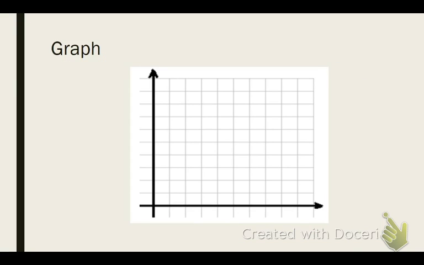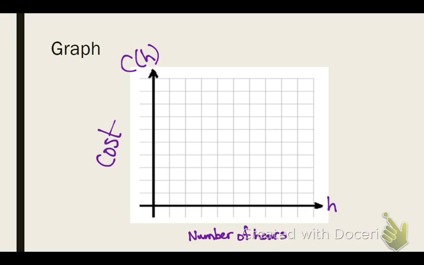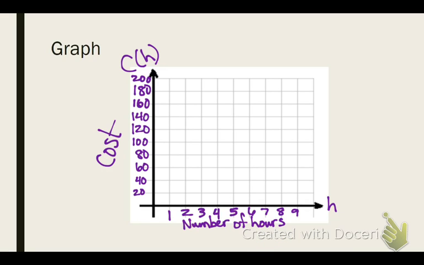Within this graph, we need something for the x-axis. So for the x-axis, we're going to label it h. This is the number of hours. And then the y-axis is going to be our cost. Notice how I'm labeling it. Once we set up the graph, now we're ready to plot.